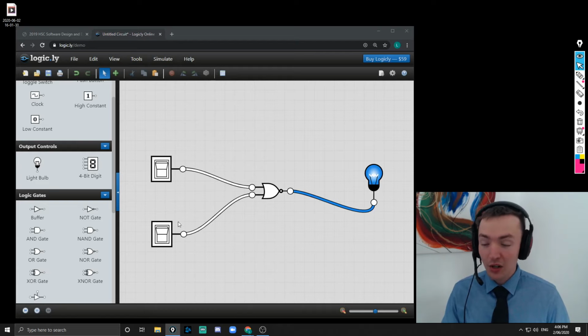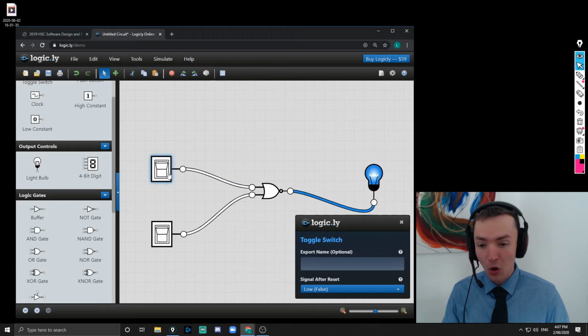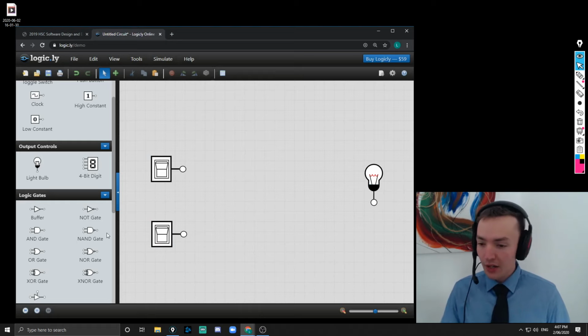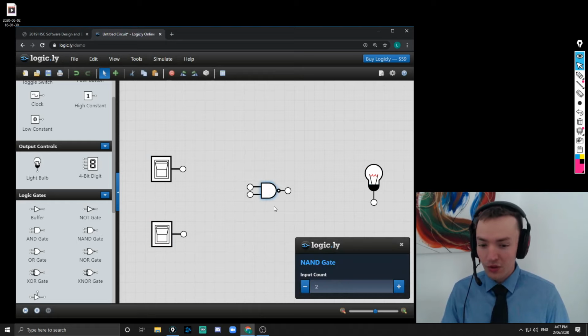And I haven't even activated either of the switches. But if I activate either of these switches, then the light bulb will go off, as you can see. So it's simply an OR gate, but it's inverted. The output is inverted. So knowing that, this is a NOR gate.